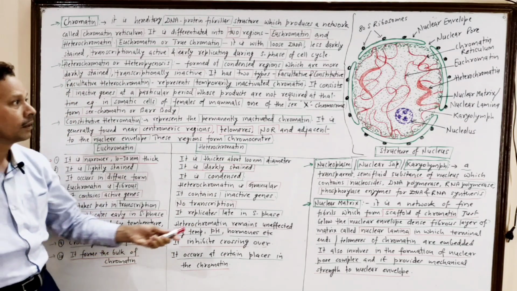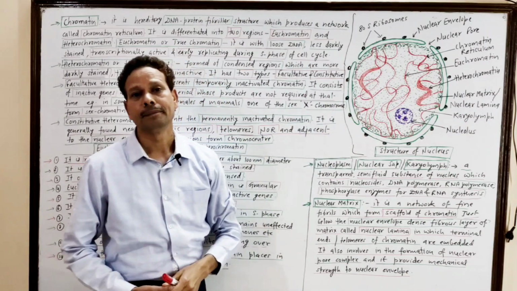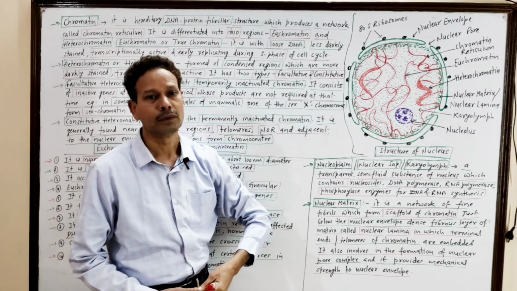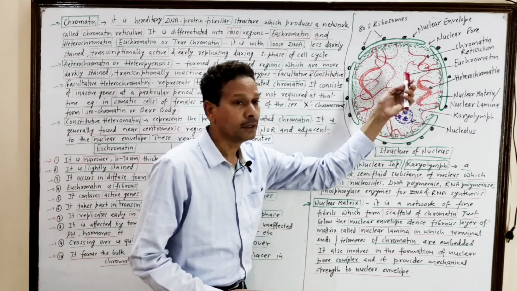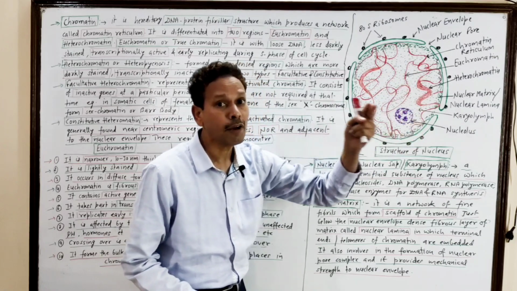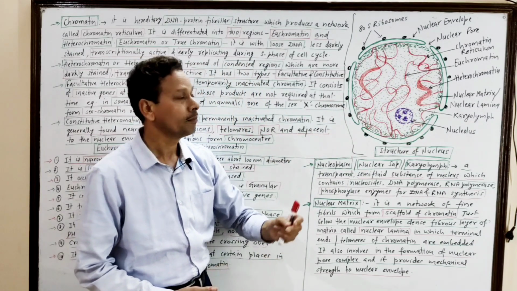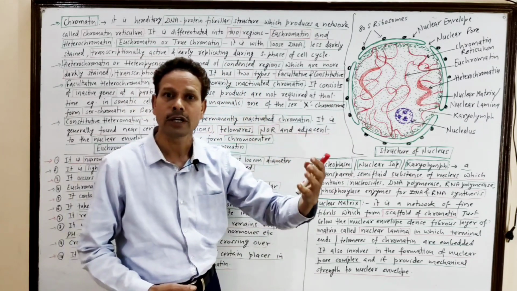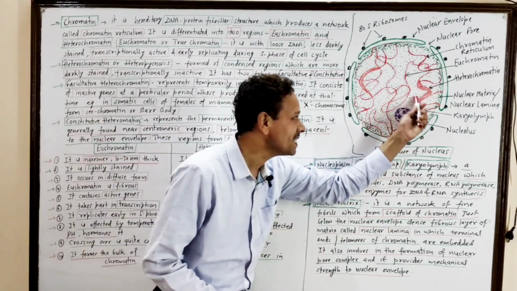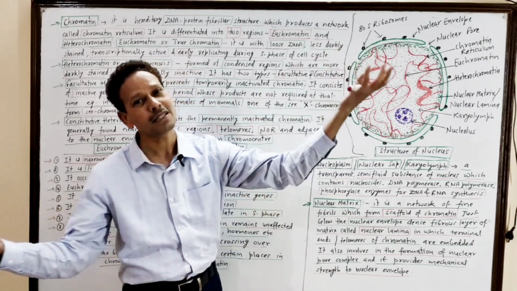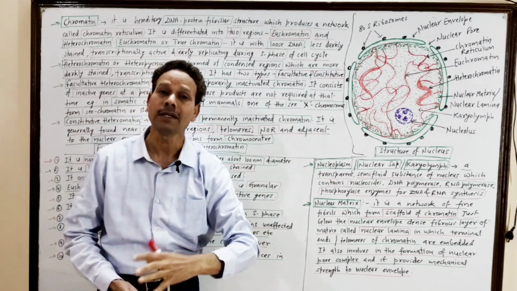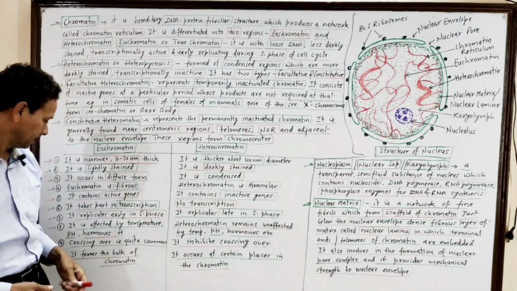Euchromatin is very sensitive and remains affected by several factors like temperature, pH, hormones, age, sex. But heterochromatin remains unaffected by these factors like temperature, pH, hormones.